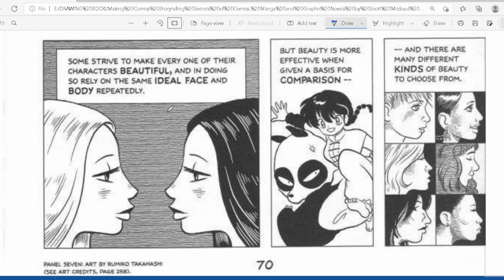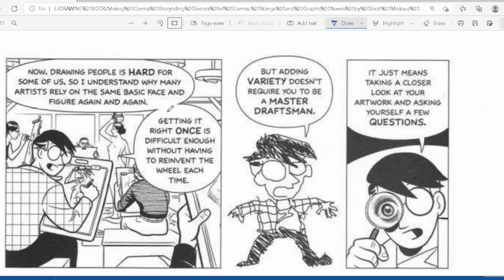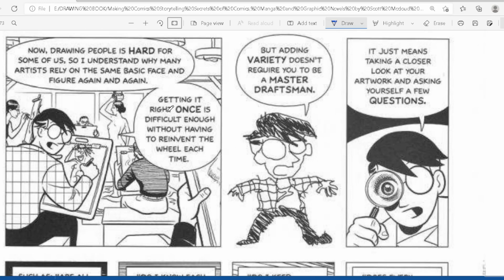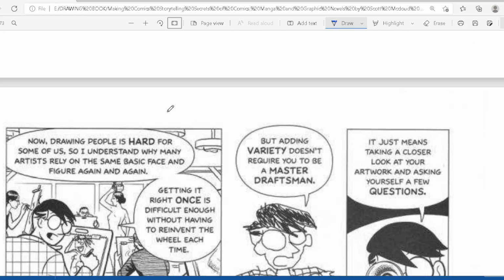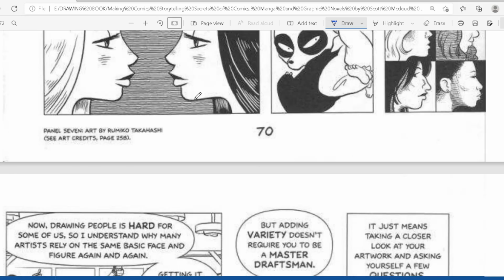Some strive to make every one of their characters beautiful, and in doing so rely on the same ideal face and body repeatedly. But beauty is more effective when given a basis for comparison, and there are many different kinds of beauty to choose from. Now, drawing people is hard, for the time being.